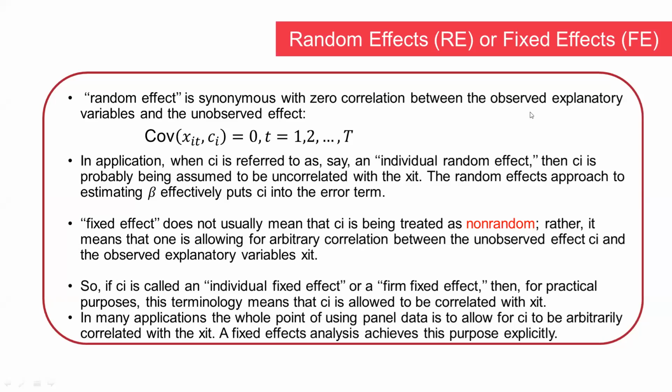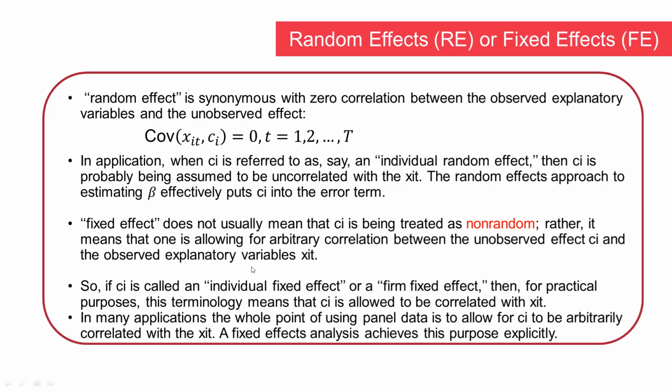The next thing is fixed effect. Actually, that is another thing. Here, fixed effect doesn't usually mean that CI is being treated as non-random, right? We are not assuming that, or CI does not mean it is non-random. It means that one is allowing for arbitrary correlations between the unobserved effect CI and the observed explanatory variable X. Earlier we discussed that under the random effect, we assume there is no relationship, which means the particular CI value we can put as error term.